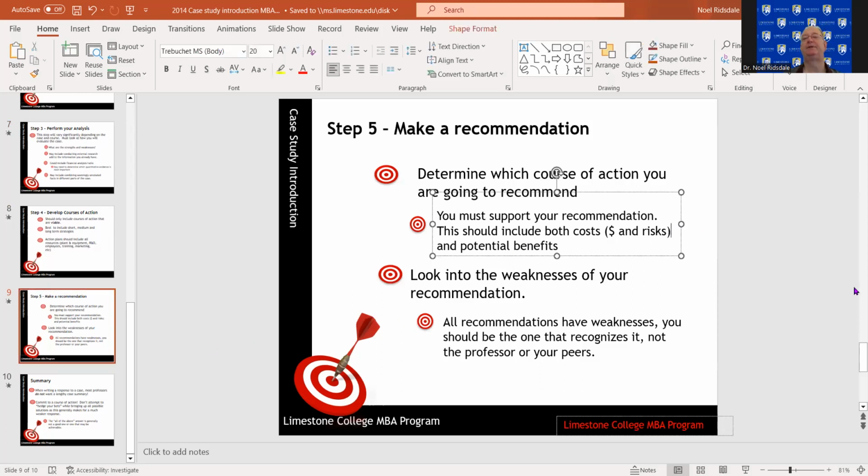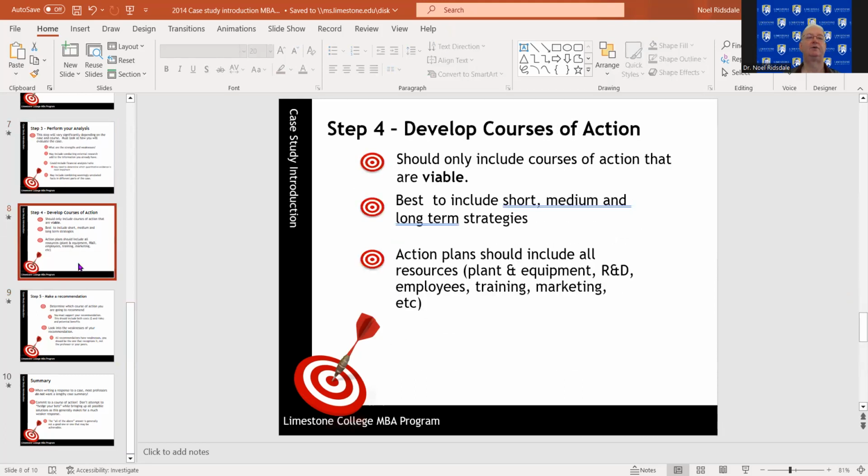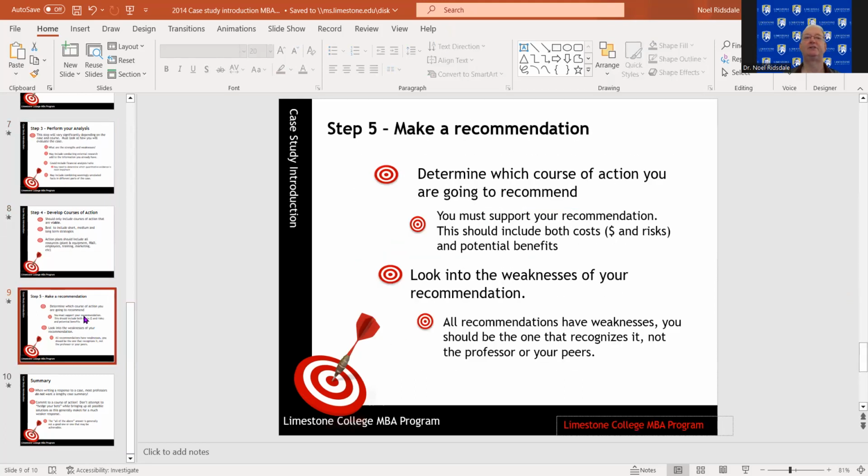This is going to be a big one here, this aspect of supporting your recommendation, and then also identifying risks and costs. You need to outline risks and costs and outline your logic as you go through this. This is the biggest part of your paper, right here between your analysis, your course of action, and your recommendations. This is the bulk of your paper.